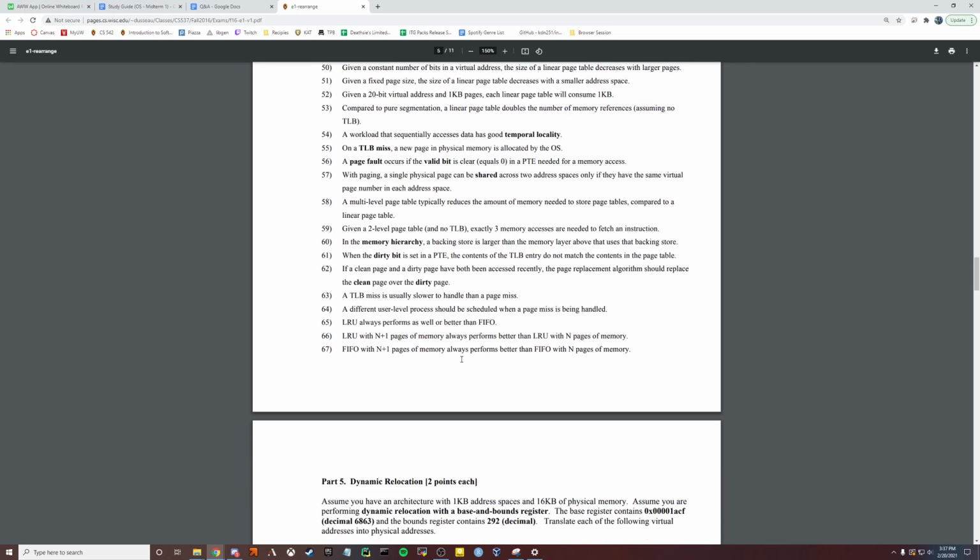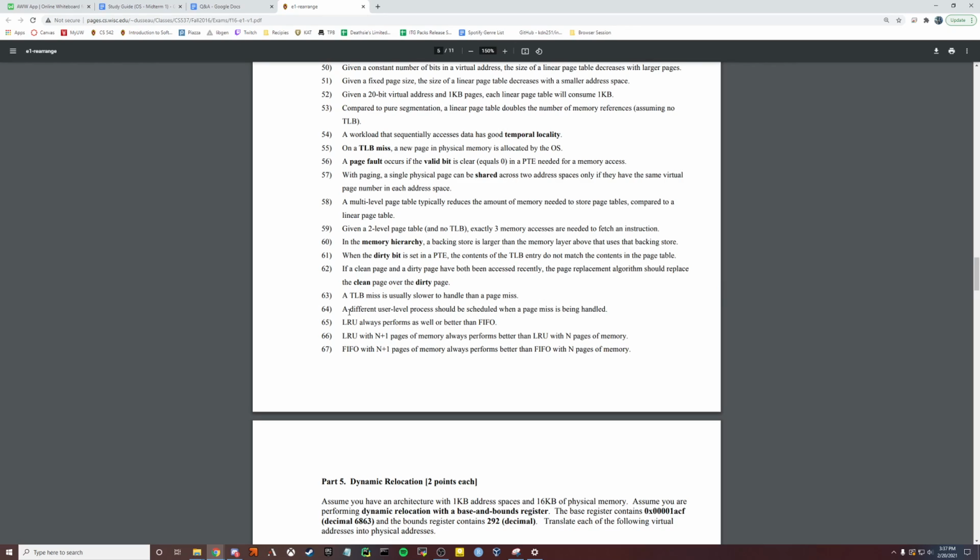Okay. 63, a TLB miss is usually slower to handle than a page miss. Gosh, I guess I'm kind of confused about the hierarchy of it. I think this is false, right? If you have it in the TLB, then you don't have to go look up the page table stuff. Right, because a page miss is when you'd have a page fault and you have to swap it back in from disk, which would take ages. Okay. So a TLB miss would just be a memory lookup versus going out to the disk. Okay. So that would be false.